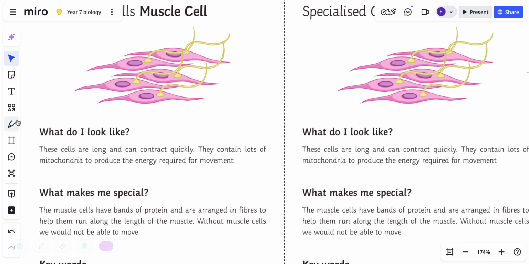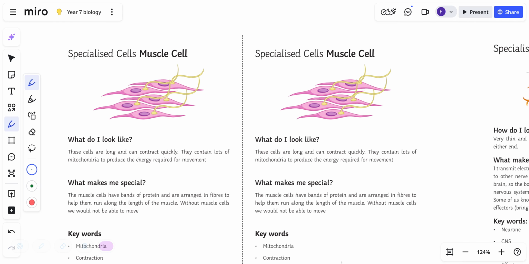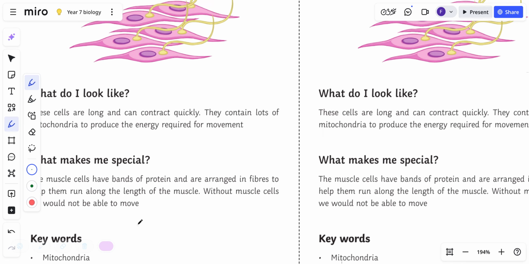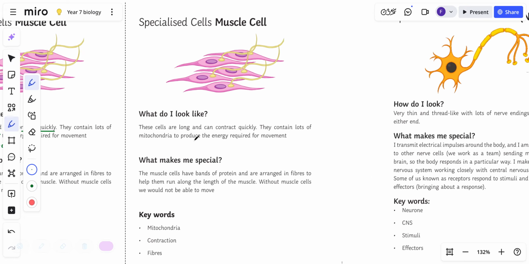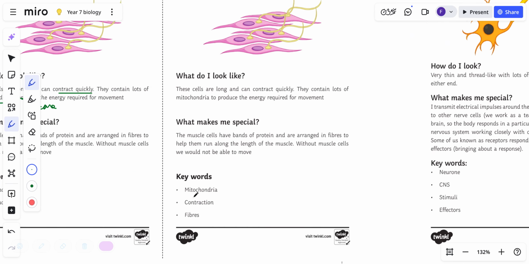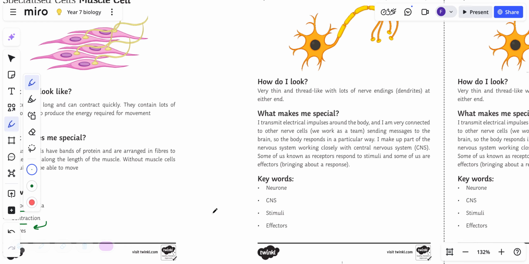They're full of mitochondria. And I said to you last week, mitochondria is how we release energy, right, from structure. They are long and can contract. That means shrink. They contain lots of mitochondria, not to produce. To release. You cannot produce energy. That means to make, and you can't. To release energy required for movement. All right. Keywords, mitochondria, contraction, and they look like fibers.